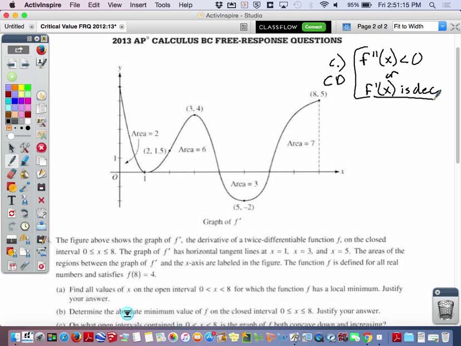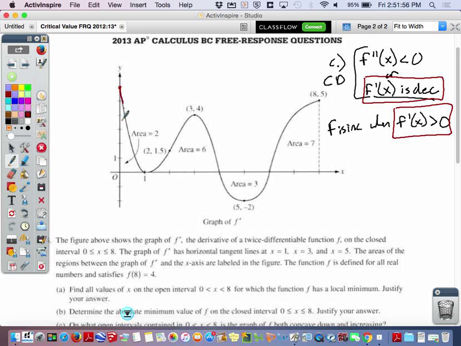Since we have an f prime of x graph, I'm going to focus in on where f prime of x is decreasing. We also want to know where f is increasing. And f is increasing when f prime of x is greater than 0. So we have two conditions on f prime of x for concave down and increasing. We're going to look for the intervals where both of these are true, where f prime of x is decreasing and greater than 0.